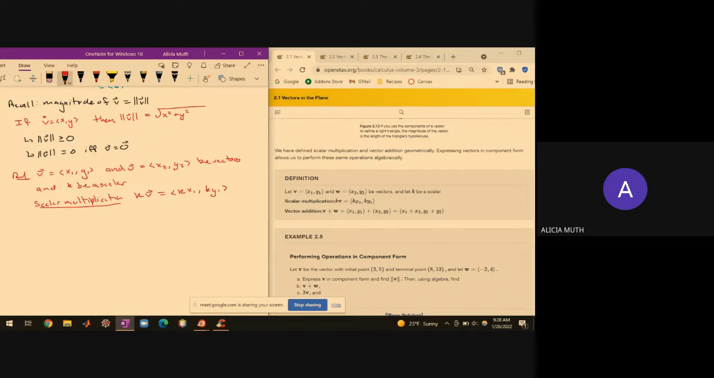Nicely done. Vector addition. Well, we said before that we're just putting the endpoints at one end to the other. So we're adding the x coordinates, and we're adding the y coordinates. That's all we need to do. All right, so now let's take a look at an example.